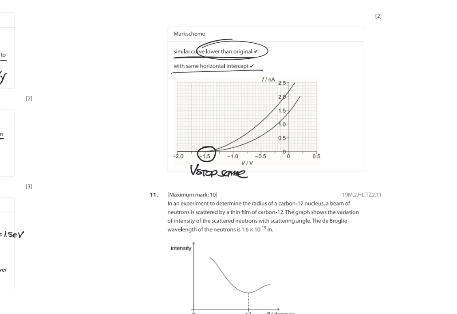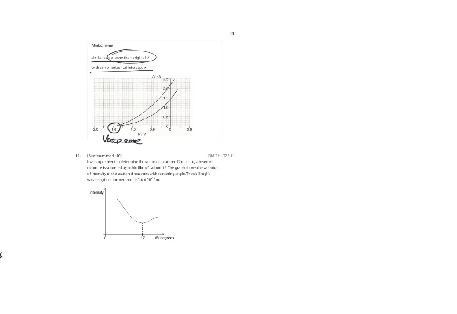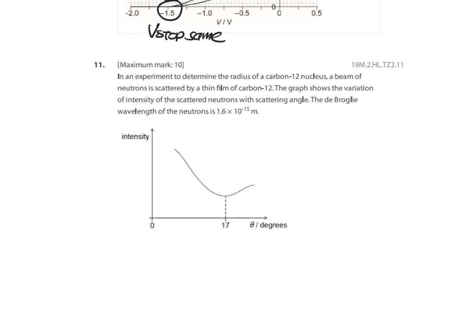All right, so that was number 10. Number 11 is the last question. It starts here and it breaks down to there. So let's take a look at 11.